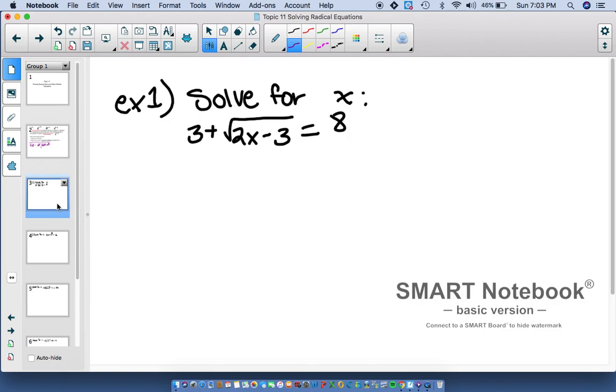Okay, so they want us to solve for x, and the equation is the following. 3 plus square root of 2x minus 3 equals 8. Okay, so as you can see, this is a square root equation, right? So it's a square root because it has a radical with technically an index of 2, and it's an equation because it has an equal sign.